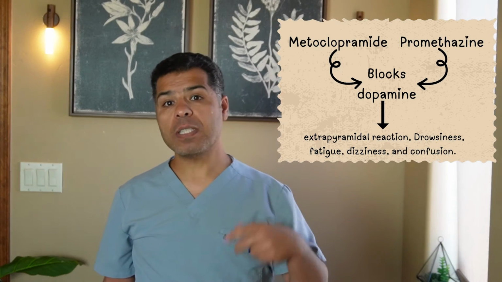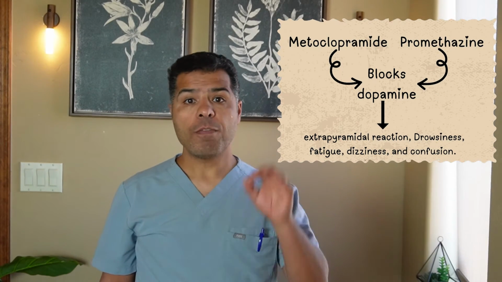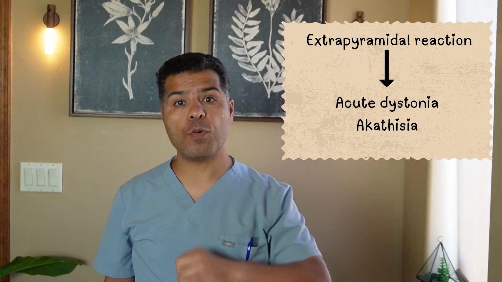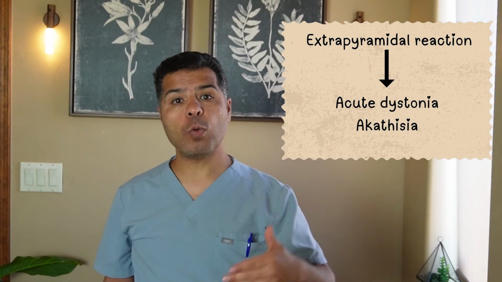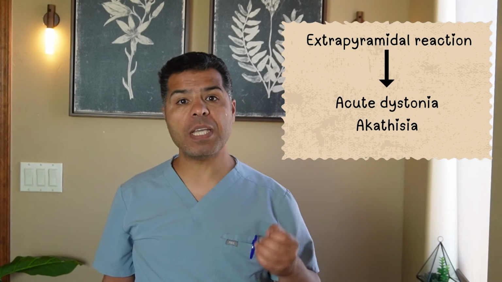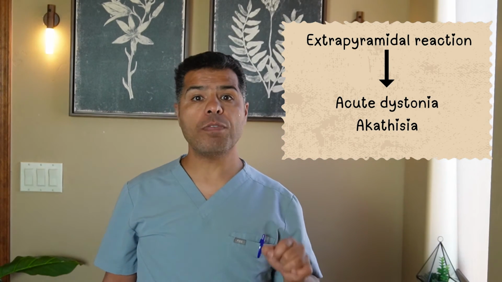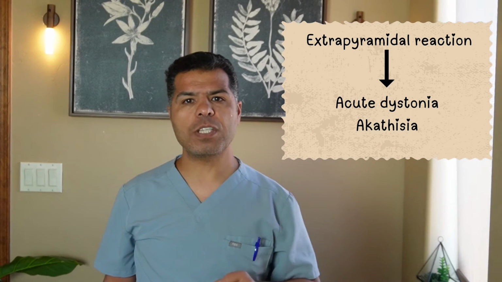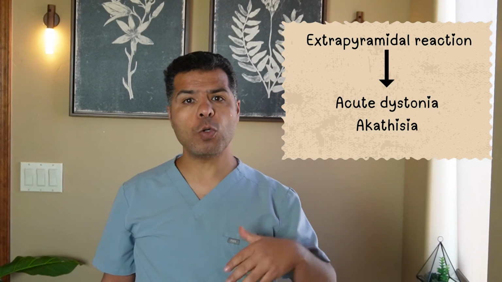Their antidopaminergic activity may lead to drug-induced extrapyramidal reactions, drowsiness, fatigue, dizziness, and confusion. For the drug-induced extrapyramidal reactions, acute dystonia and akathisia are the two conditions we need to watch out for. They may develop quickly within 24 to 48 hours of administering the medications. In the description field, you will find a link to a 2-minute video to demonstrate akathisia and acute dystonia. Please watch that video so you won't miss these conditions in the future. If they develop, discontinue the medication immediately.